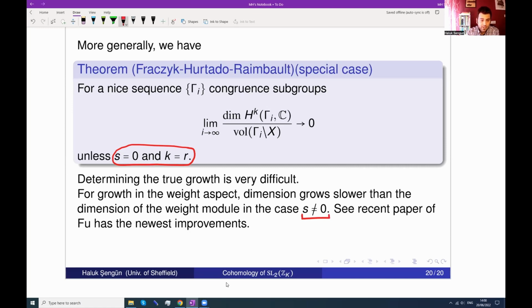As I said, Fu has a new paper where, in the Bianchi case, he shows that the true growth is exactly 1/2, the square root of the dimension of the weight module. He also has some improvements for the general case of SL over a number field. It's sublinear, but he has some power improvements, I think. But I'll just refer you to Fu's paper.